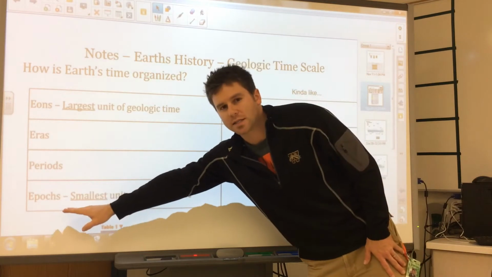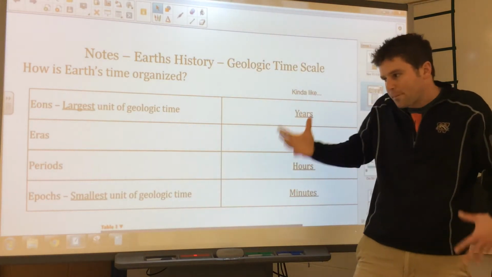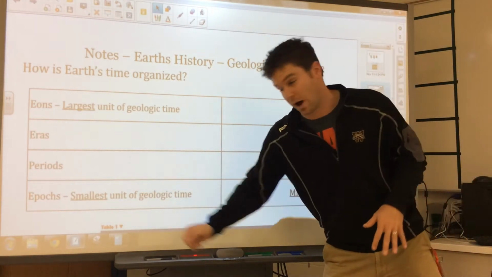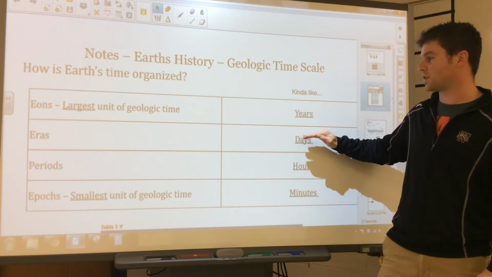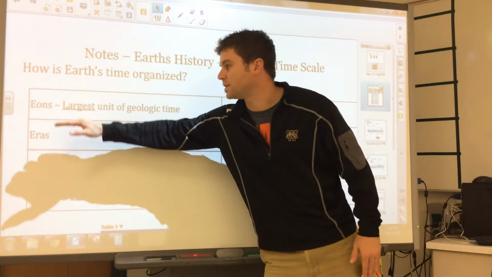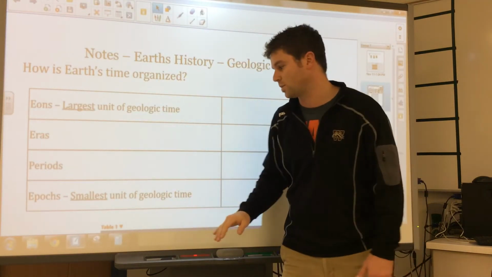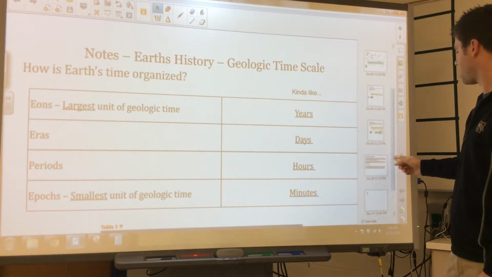And then the smallest geologic time unit is the epochs, or epoches, however you want to say it. I call them epochs, right? That's kind of the smallest unit, right? So minutes, hours, days, years. Epochs, periods, eras, eons. We need to know those in order, which is the largest, which is the smallest. All right?